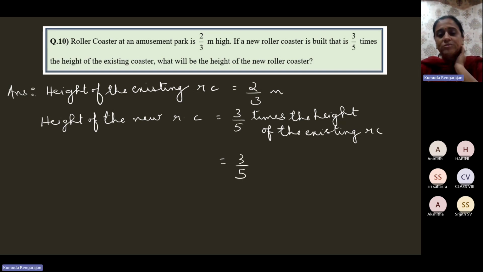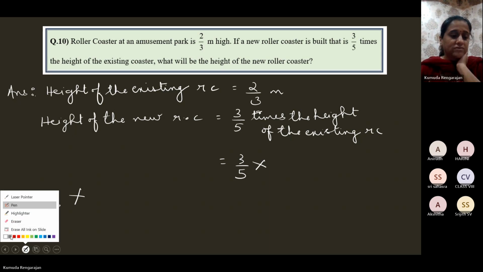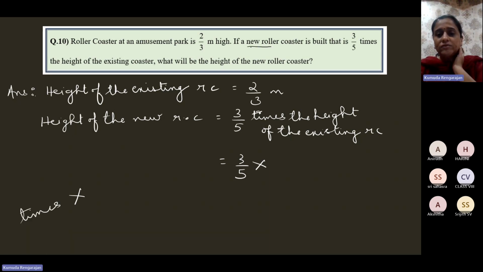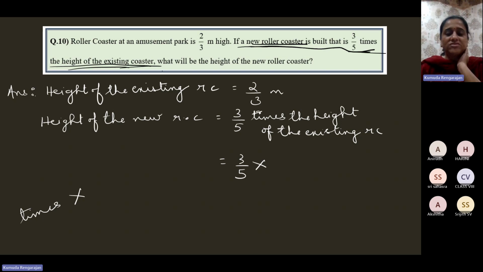3 by 5 times meaning into. Times meaning multiplication. In mathematics, when we say times, it means multiplication. It's given in the question that the height of the new roller coaster is equal to 3 by 5 times the height of the existing roller coaster. So the height of the new coaster is 3 by 5 times the height of the existing one.